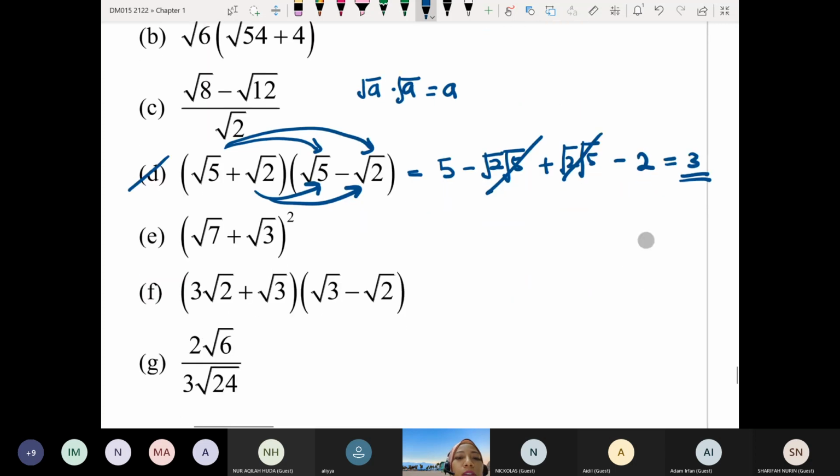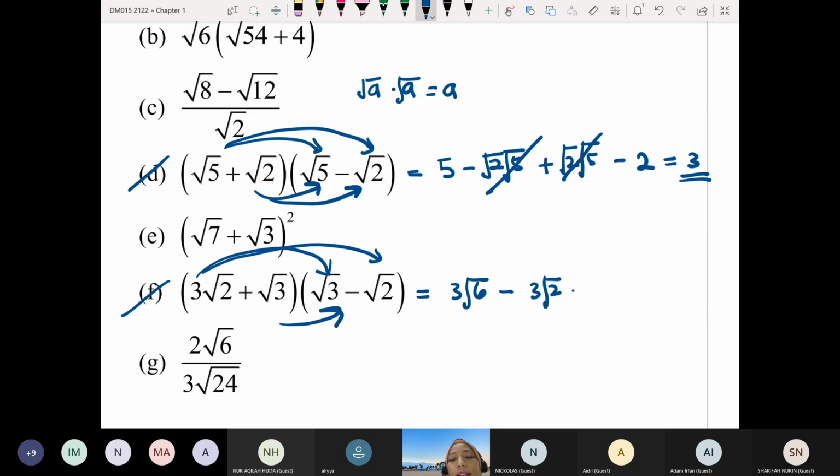Okay, same goes to F. So F, 3 times √2 times √3 dapat √6. Okay, minus dengan 3√2, plus dengan 3. Minus dengan √2 √3, which is √6 tadi. Positive, negative, negative. √3 times √2 adalah √6. So ada tak benda yang you boleh simplify?